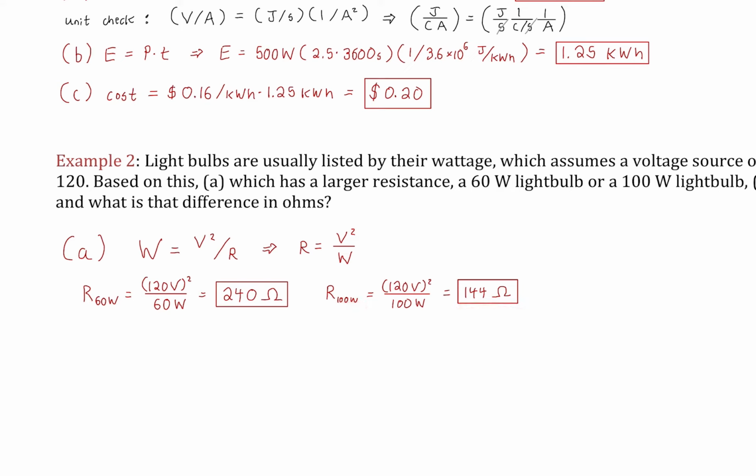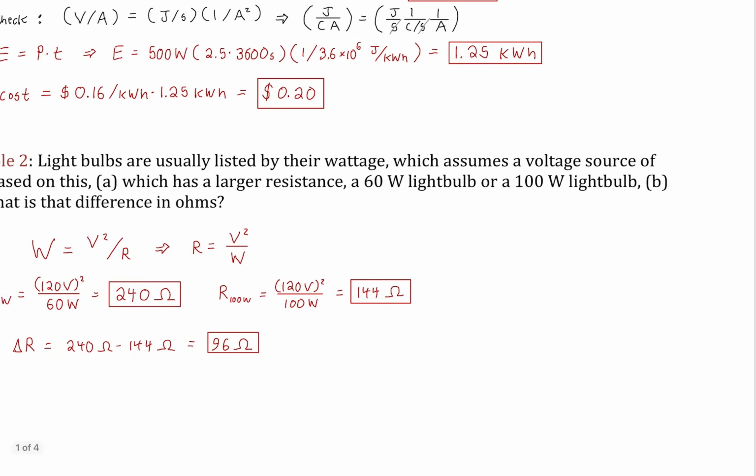As we continue to lower the resistance, we would just get higher and higher wattage, for a fixed voltage like this. And then the difference is just 240 minus 144, which is a difference of 96 ohms. Okay, all right, looks good. All right, let's move on to our next type of problem.